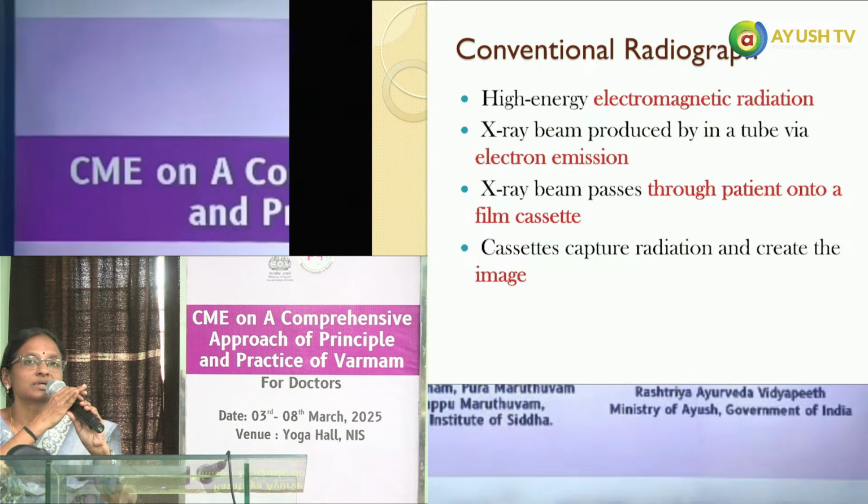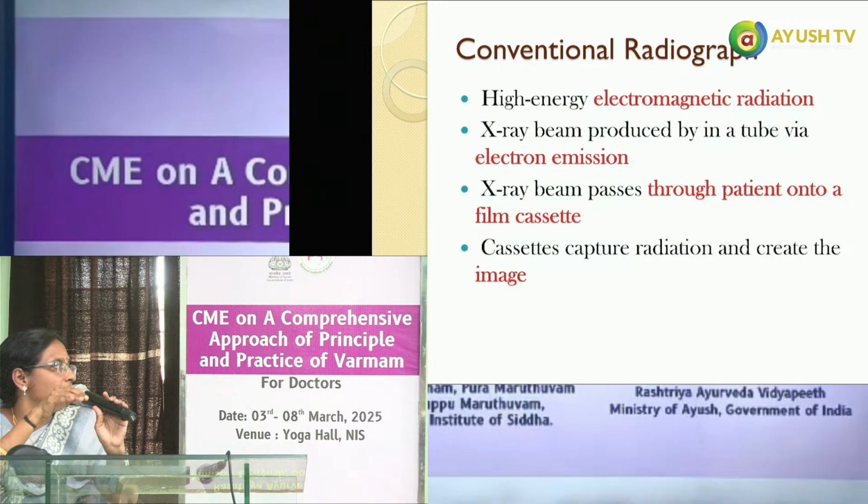And here, through a process called electron emission, X-rays will be produced in the X-ray tube. That X-ray will pass through the patient. From the patient it will come into the cassette. And the cassette will capture all the radiation and it will give us the image. This is what happens in a conventional radiograph.